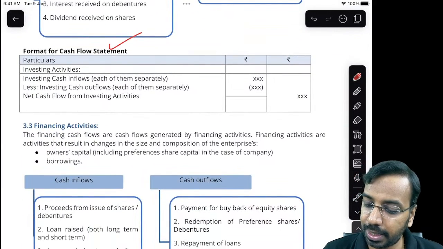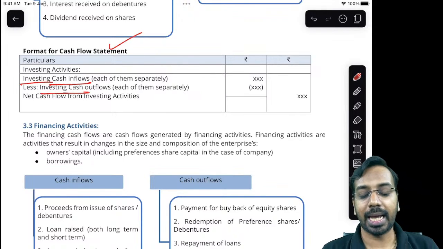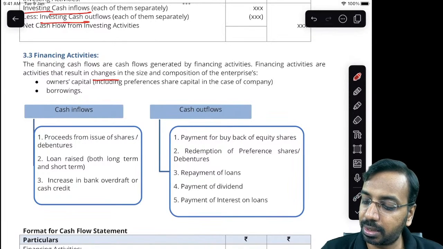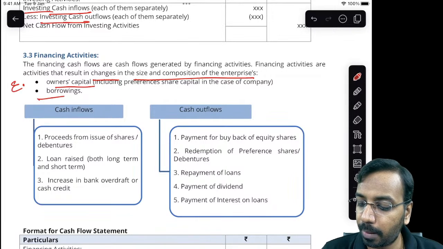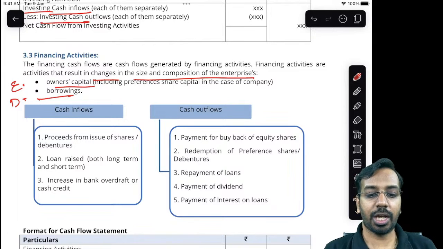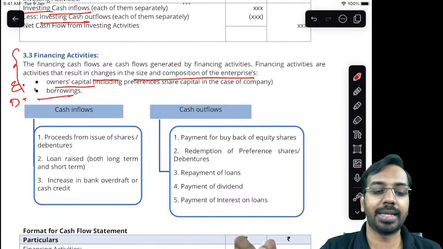So you will take any activities related to cash inflows, cash outflows related to investing or acquisition of fixed asset. Then financing are activities that result in changes in the size and composition of the enterprise's owner's capital, equity, borrowings, debt, own funds and loan funds. When these change, these are a part of your financing activities.